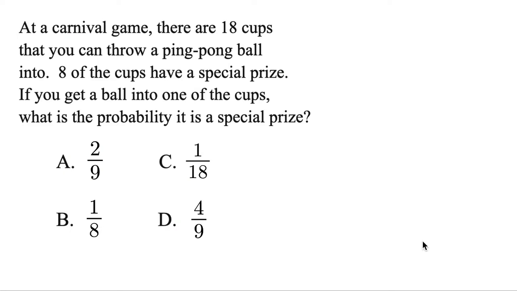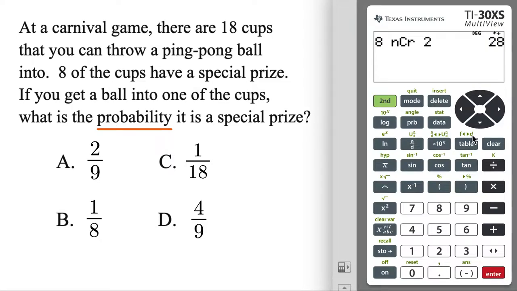At a carnival, we're playing beer pong. Let's not get it twisted. There's 18 cups total, but 8 of them have a special prize if you hit it into there. If you get the ball into one of the 18 cups, what's the probability that it's a special cup? Now for probability, you could always set up a fraction, and whatever you're interested in goes up top, any of the 8 special cups, over the total, and there's 18.